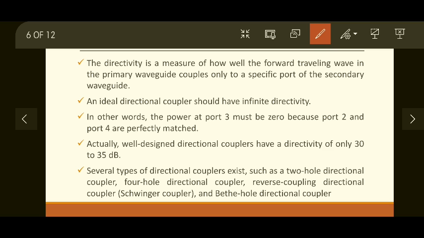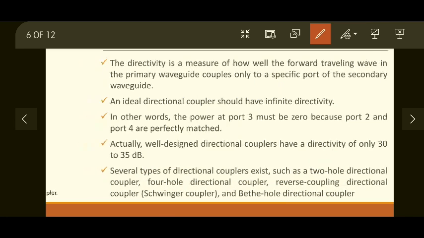There are several types of directional couplers available in the market, such as the 2-hole directional coupler, 4-hole directional coupler, reverse coupling directional coupler, which is also called a Schwinger coupler, and Bethe hole directional coupler. There are many others which have been recently manufactured or invented also, but for introduction we will only look at the 2-hole directional coupler.